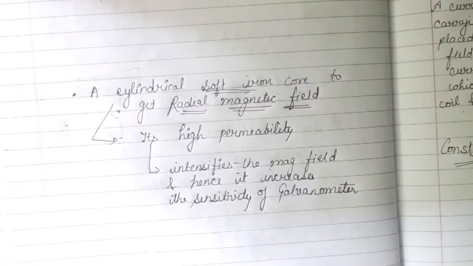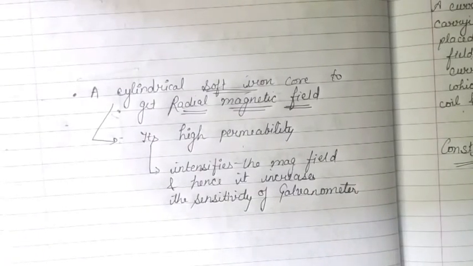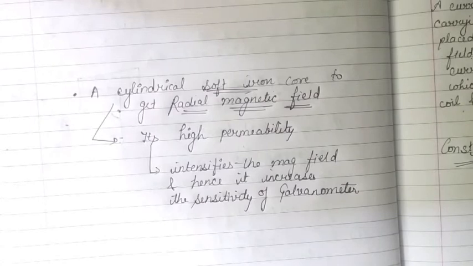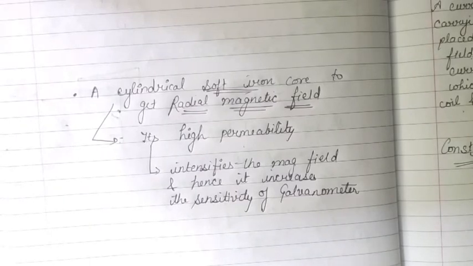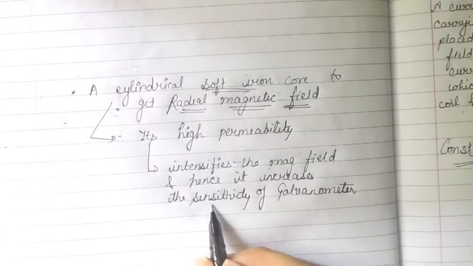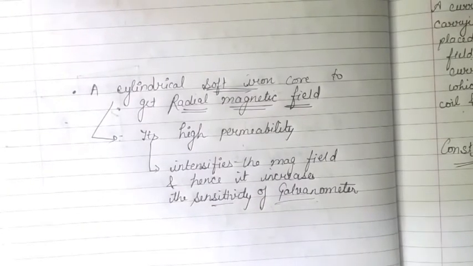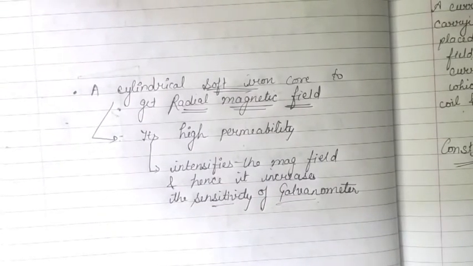Okay, so we use a soft iron core to get the radial magnetic field. Why do we need that soft iron core? The reason to choose soft iron as the required material is its high permeability. Since it has high permeability, it intensifies the magnetic field and increases the sensitivity of the galvanometer. And a highly sensitive galvanometer is good for practical purposes.